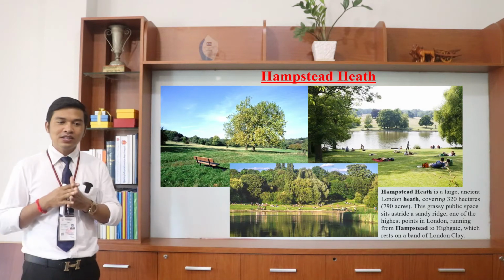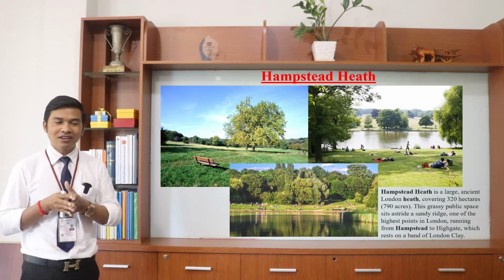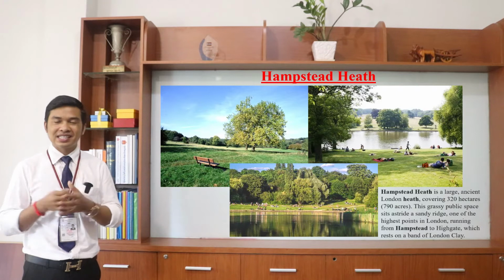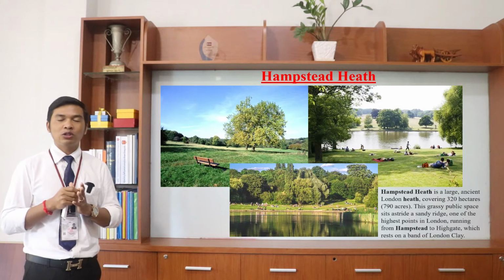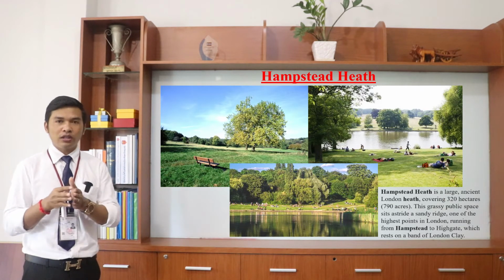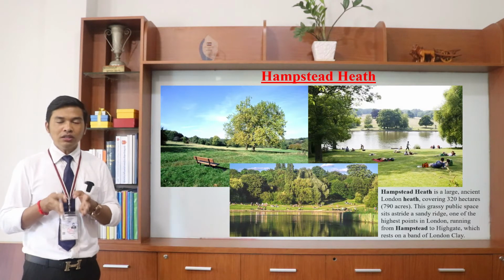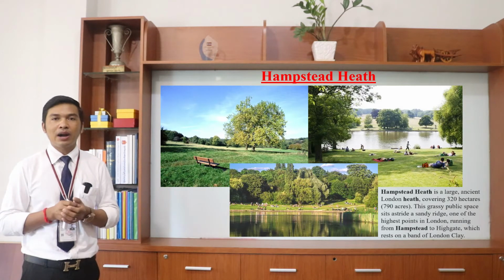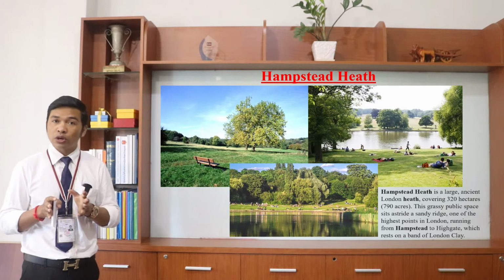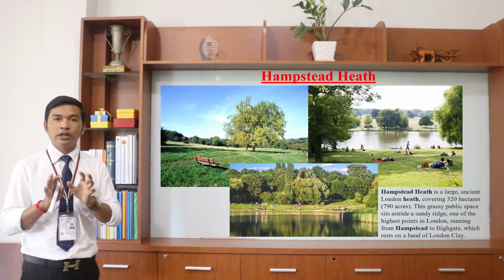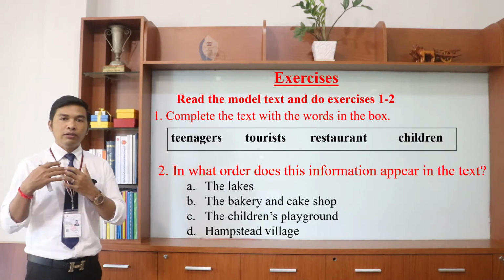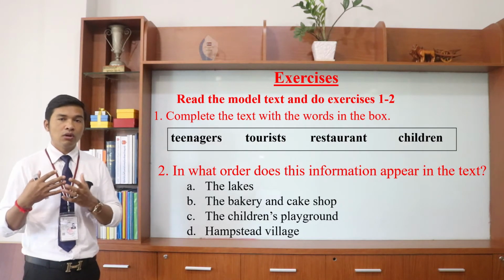Let's start. This is a park located in London. It's named Hampstead Heath. It's covering 320 hectares. So it's really big. Most people in London always relax in the park because it's really natural and people can enjoy seeing a very beautiful view. Right. Okay, now go with me reading our model text.